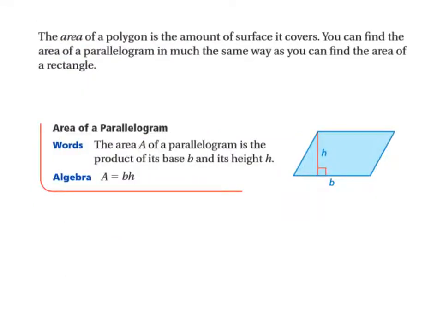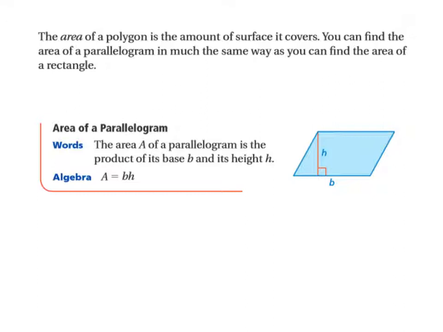In this section, we're going to learn how to find the area of a parallelogram. The area of a polygon is the amount of surface it covers. You can find the area of a parallelogram in much the same way as you find the area of a rectangle. So remember, area, you have to think about it as like laying the carpeting of a floor. How much carpeting would you need for the floor?